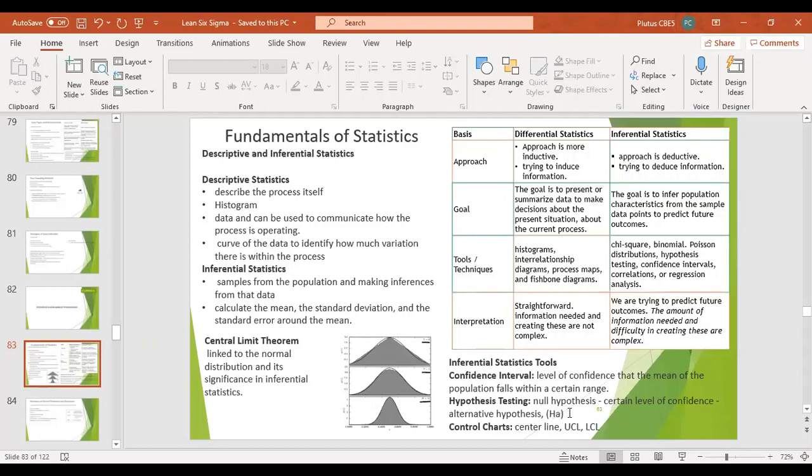And hypothesis testing. This is a very important test in Six Sigma. There we have a total of two hypotheses. One is the null hypothesis, which we'll call H naught, H0. And another one is the alternate hypothesis, which we'll call HA. These two make up hypothesis testing. And control chart, you know very well, right? We have a center line that is the mean, and then we calculate UCL and LCL. That comes under the control chart.